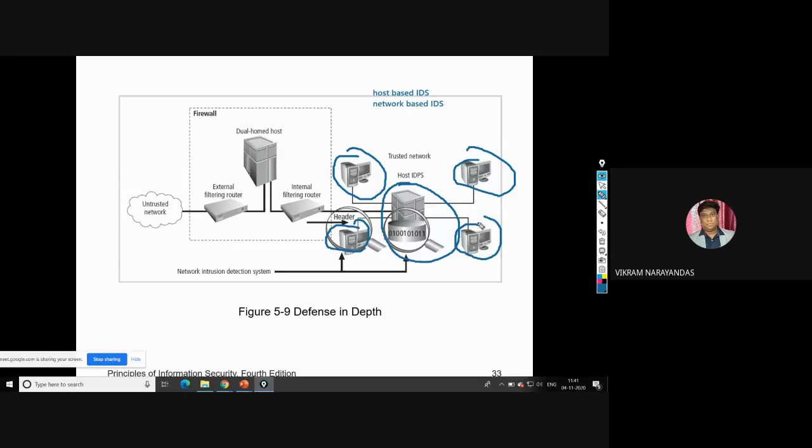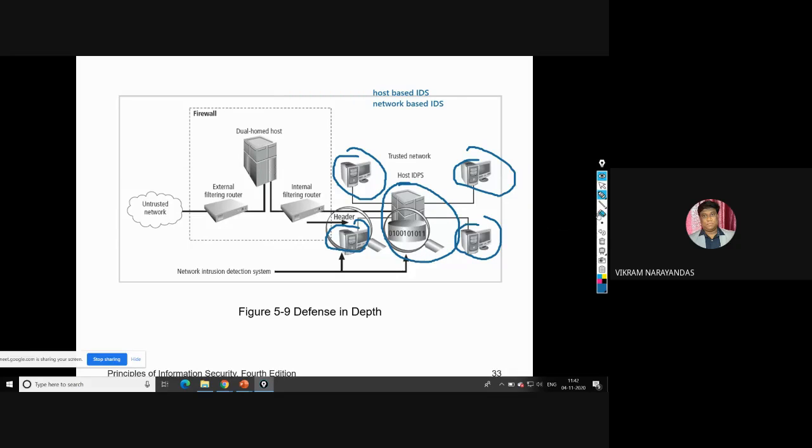So host-based IDS are usually installed on the machines. They monitor the status of various files which are stored on the particular machines. So there are two types of intrusion detection systems. One is host-based IDS, and the next one is network-based IDS. Host-based IDS is usually installed on the machines to monitor the status of various files stored on the machines.